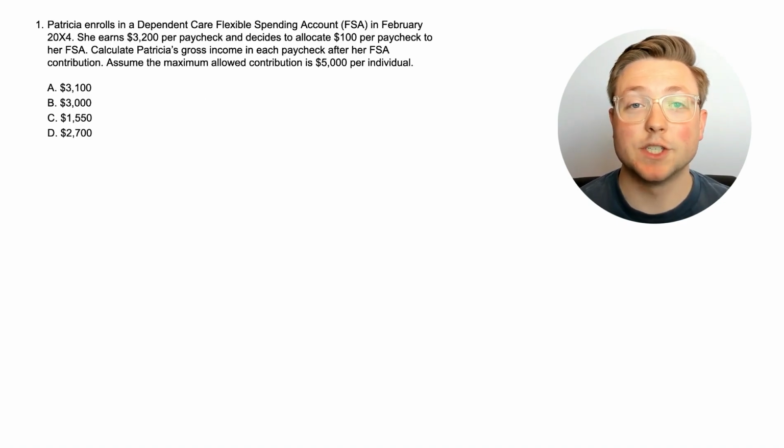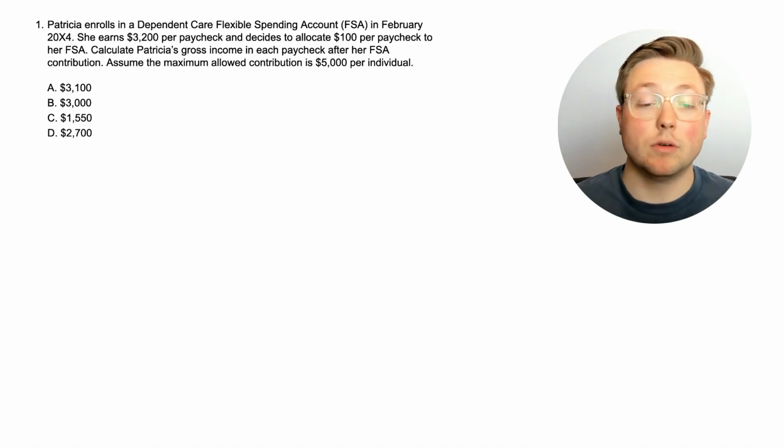All right, here is question 1. Patricia enrolls in a Dependent Care Flexible Spending Account, or FSA, in February 20X4. She earns $3,200 per paycheck and decides to allocate $100 per paycheck to her FSA. Calculate Patricia's gross income in each paycheck after her FSA contribution. Assume the maximum allowed contribution is $5,000 per individual.